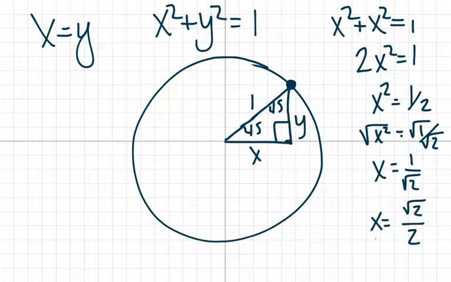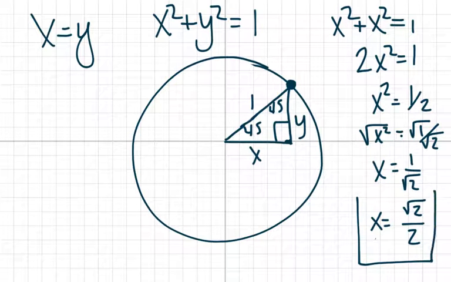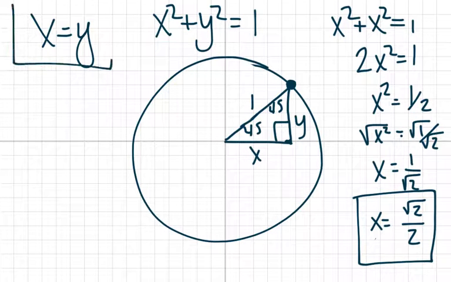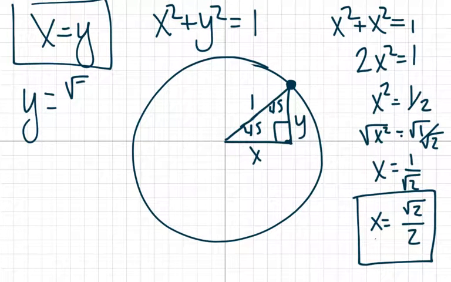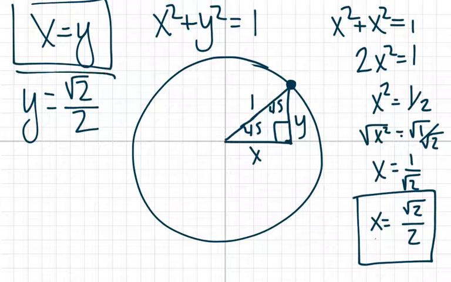And then in my last step, I get that x equals the square root of 2 over 2 after I rationalize my denominator. And I had to start with that x equals y, so that means my y also equals root 2 over 2. So I've just been talking about this as a triangle. However, we're interested in our trig functions.